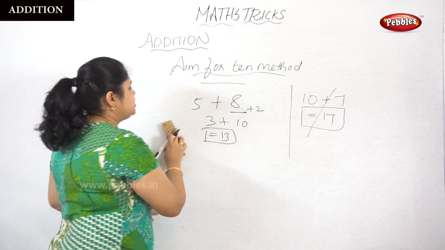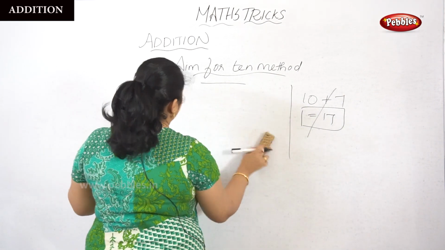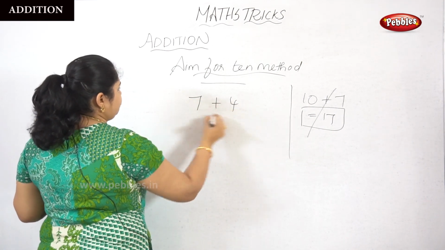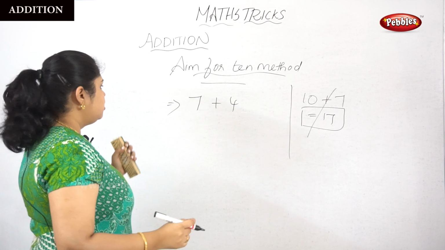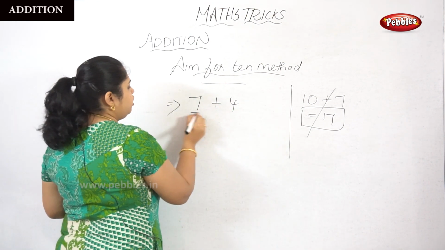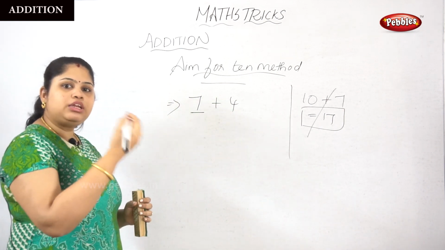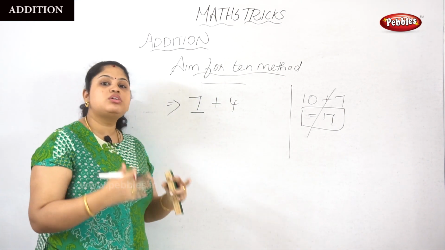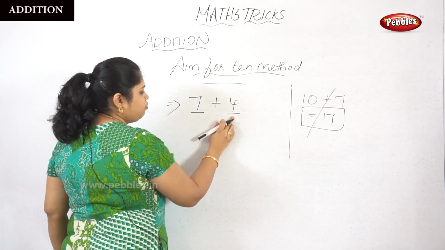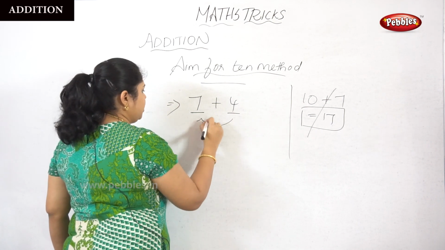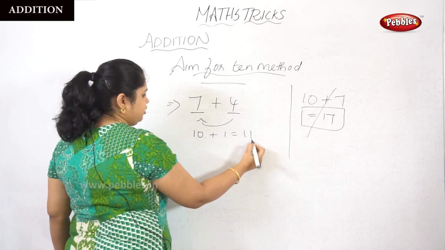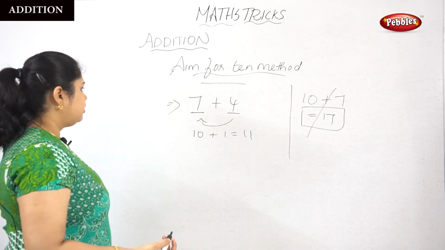Okay, so let's see one more problem. 7 plus 4. Here 7 and 4 are given. Comparing with the 4, 7 is the closest to the 10. Okay, so we want to check whether from the 4 we can give a 3. We can give a 3 and make it a 10. So 10 plus 1 is equal to 11.